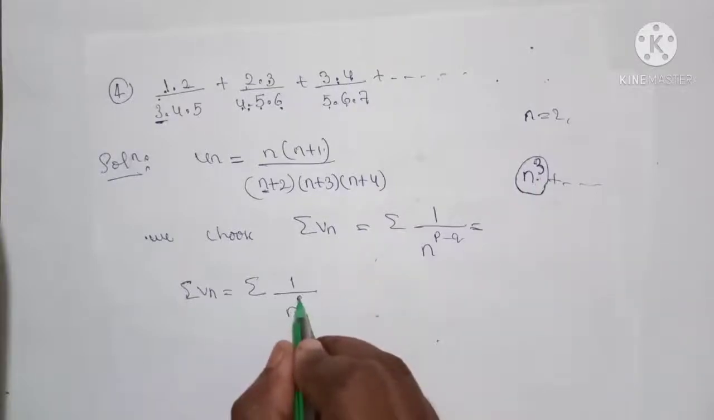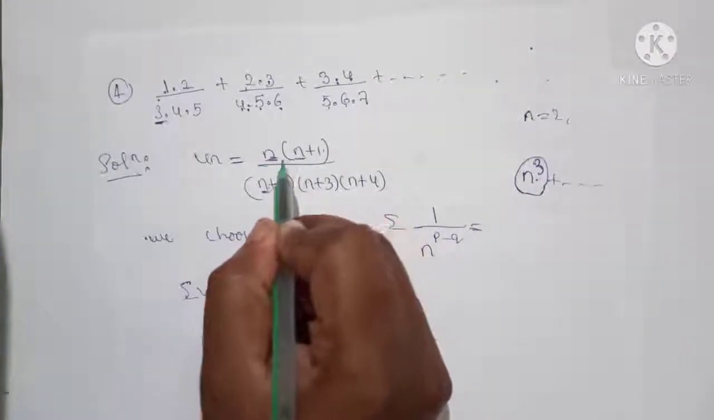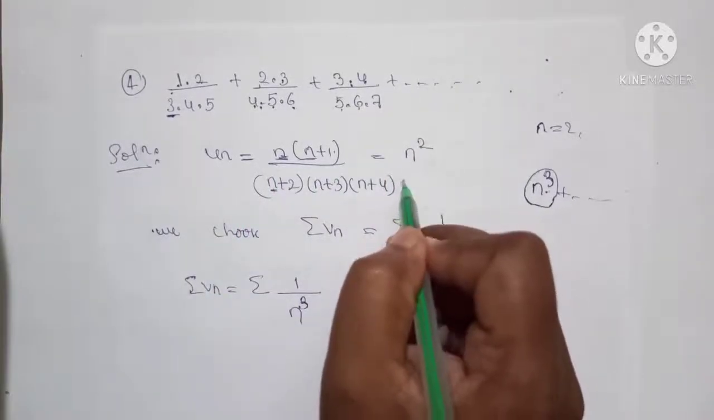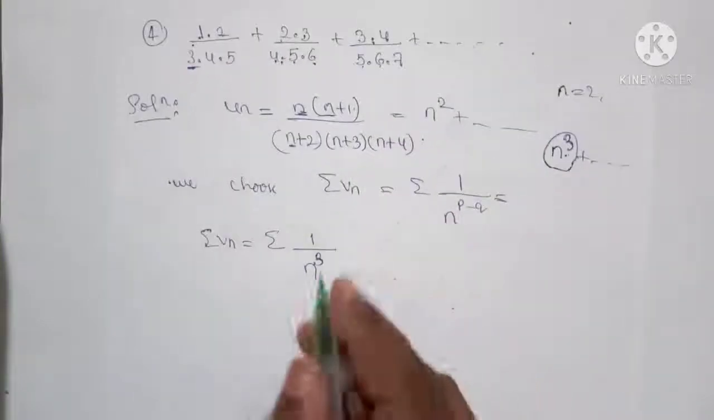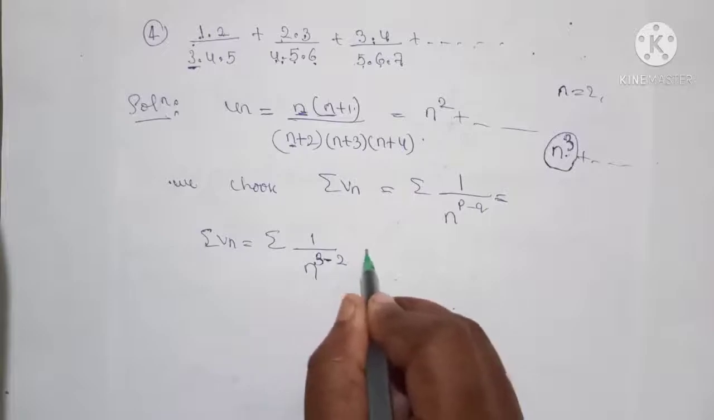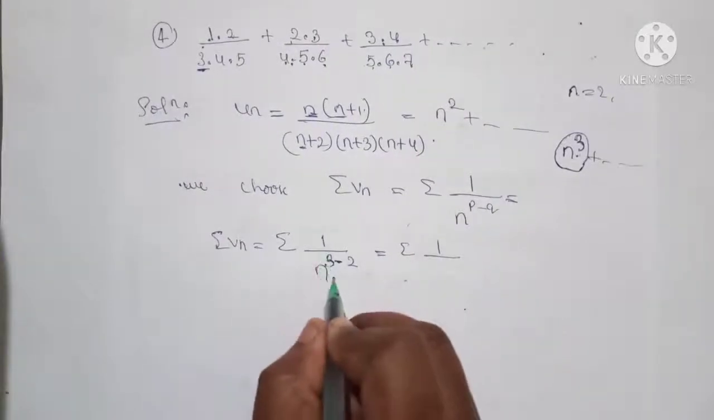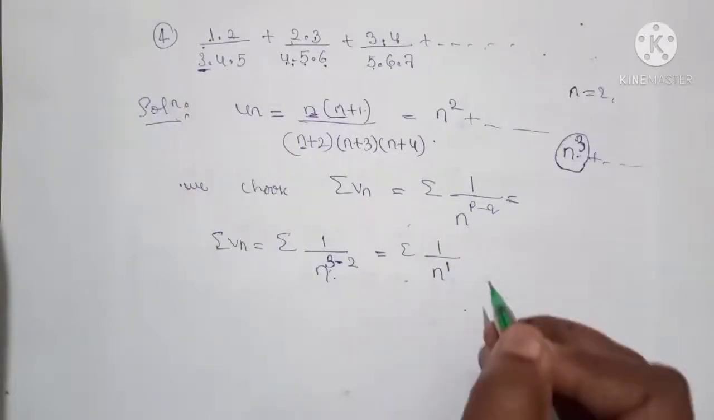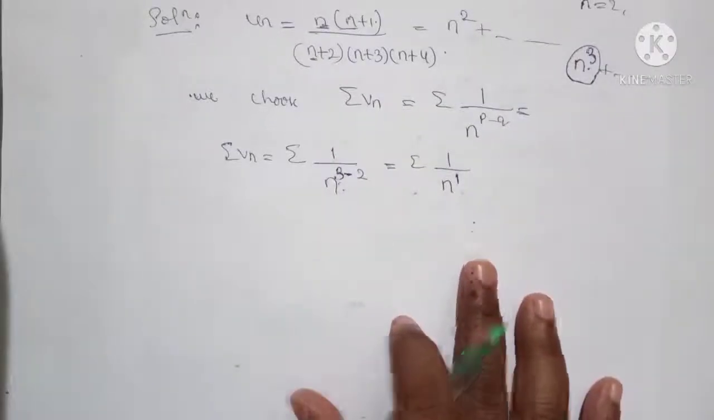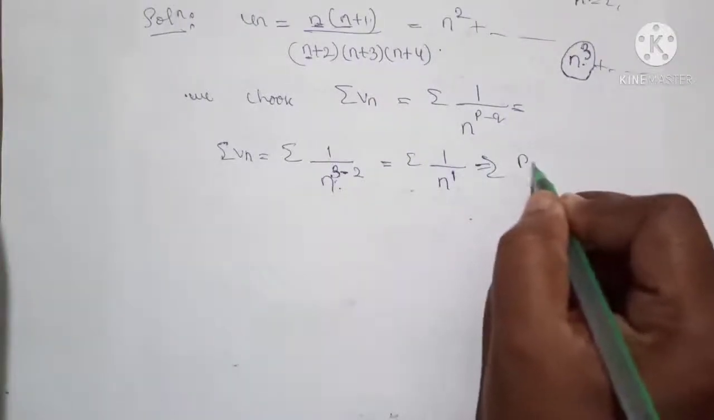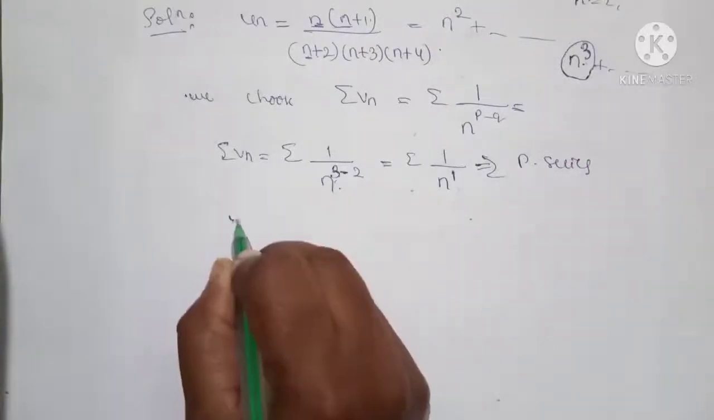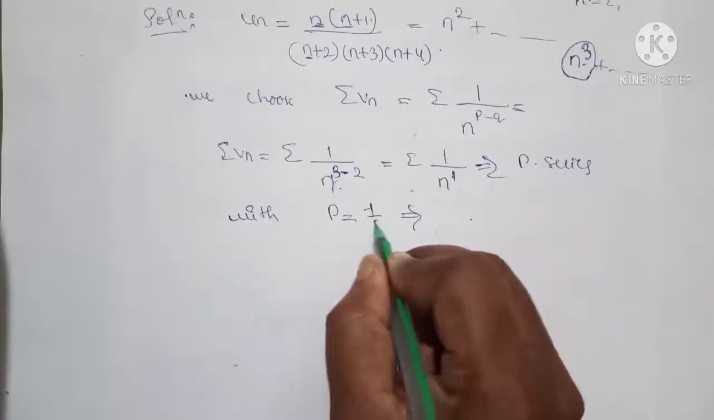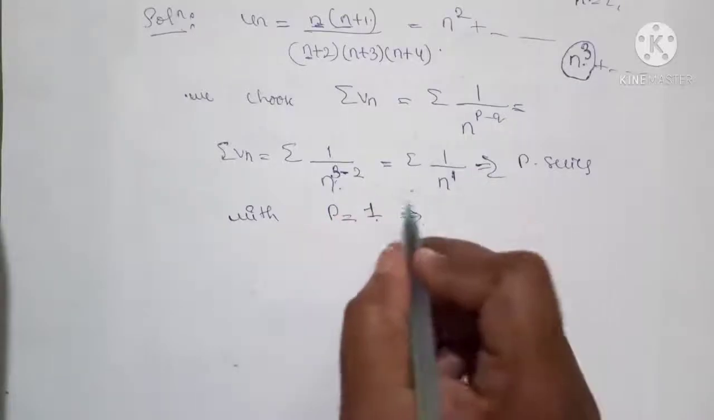So n power 3. In the numerator, after multiplying these two terms, you will get the maximum degree, that is highest degree will be 2, n square plus remaining terms. Therefore highest degree is 2 in the numerator. So we choose summation Vn as 1 divided by n raised to 3 minus 2, which is n power 1, or simply 1 by n. Okay, so again it is a p series, with p equal to 1 here. If p is equal to 1 in the p series, then it is divergent.